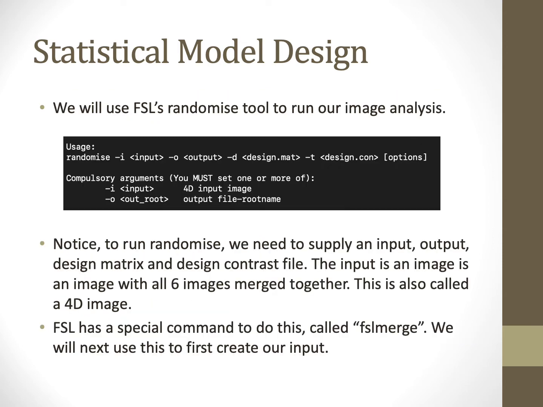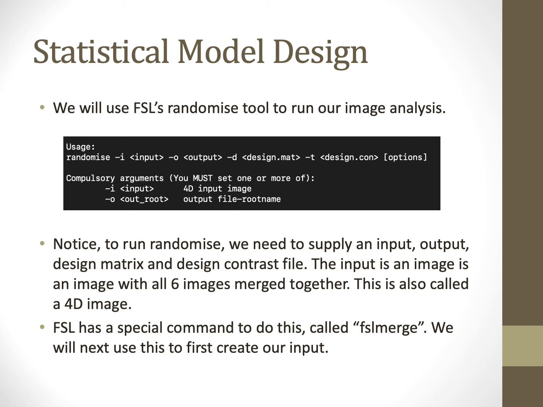We will use FSL's randomise tool to run our image analysis. If you type randomise into the terminal window and hit enter, you'll see the list of different options available for running randomise. Notice to run randomise, we need to supply a single input, an output base name, a design matrix, and design contrast file. The input is an image with all 6 images merged together. This is also called a 4D file or 4D image.